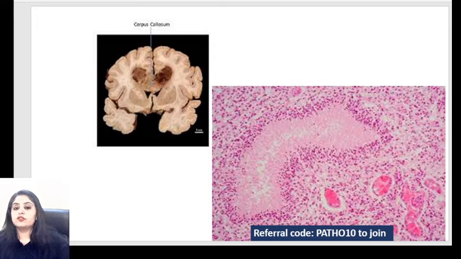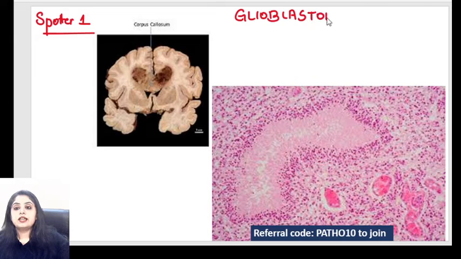So no history was obviously needed over here because there's a very classical slice or section of the brain that has been shown, and alongside that there's another histopath image. So first we'll analyze the answer to this. First and foremost, the answer to this is glioblastoma. Now why did I select it as glioblastoma?